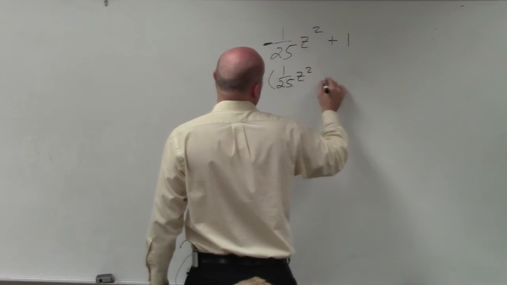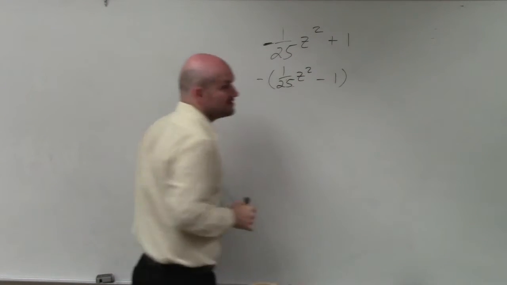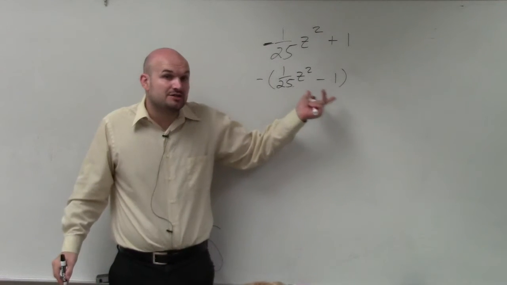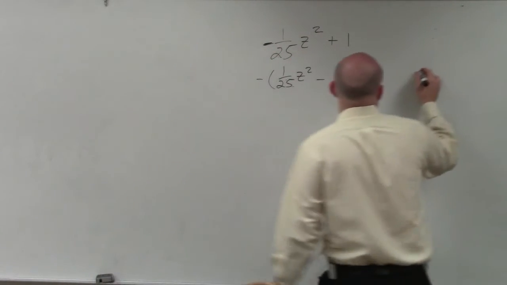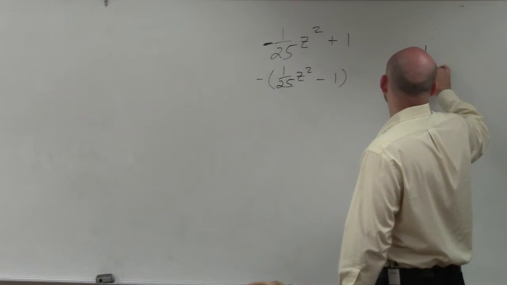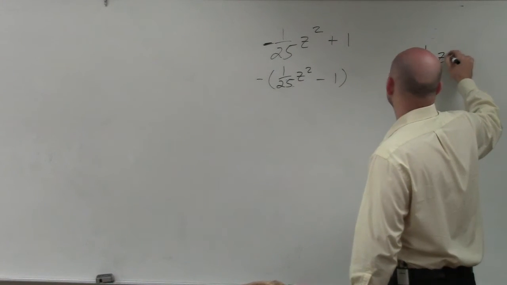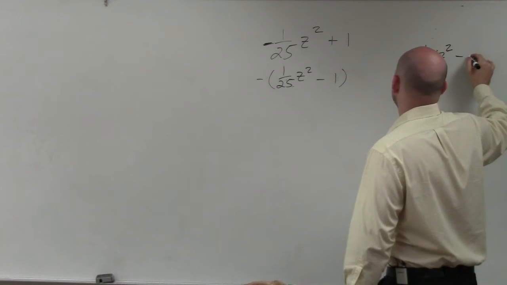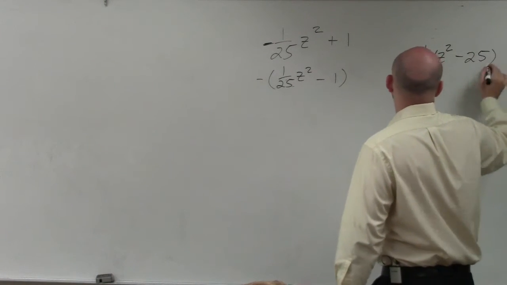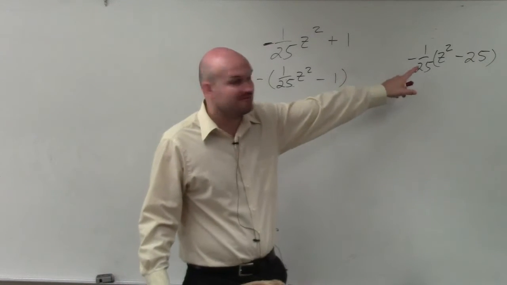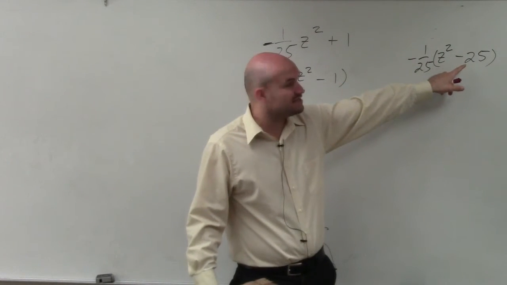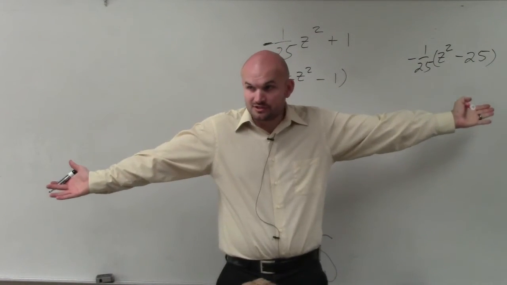Now, again, there's two different ways you guys could look at this. You could, again, factor out that fraction. If you factored out the 1/25th, then you would have negative 1/25 times (z squared minus 25). So instead of just factoring out the negative 1, you could factor out a negative 1/25th, and you have z squared minus 25, which is, again, a difference of two squares.